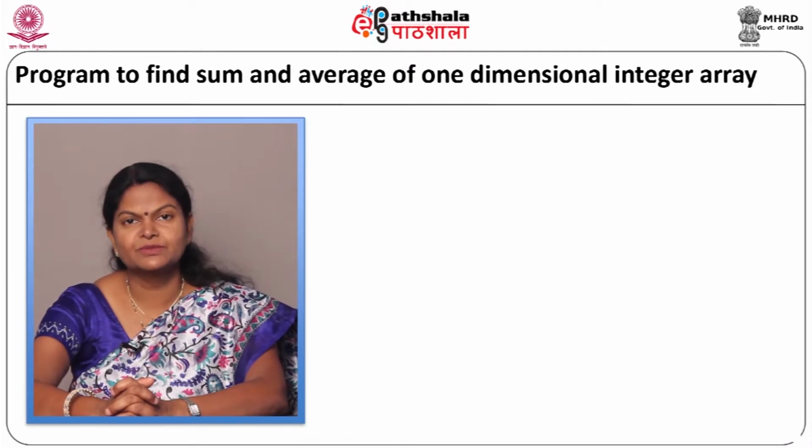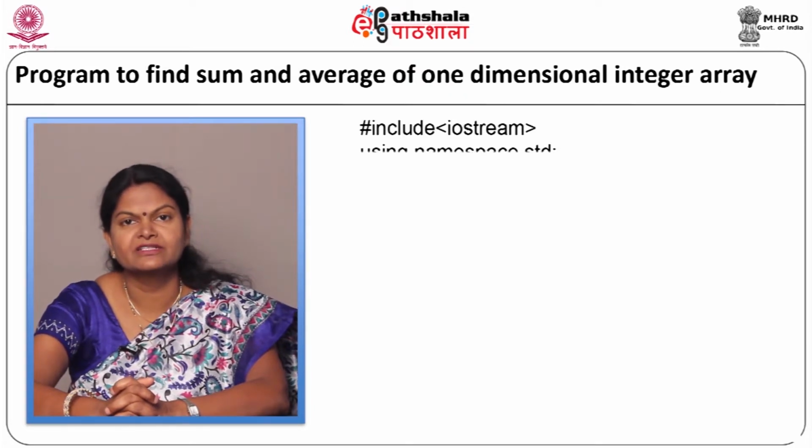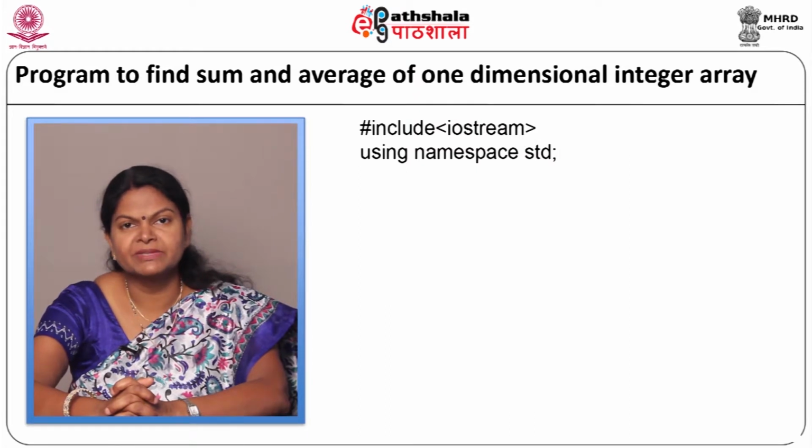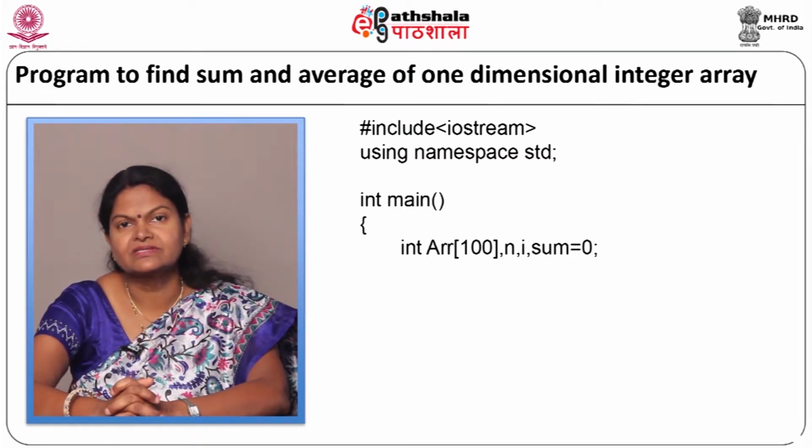Now, let us see the program to find out the sum and average of a one dimensional array. Let us start with our program: #include <iostream>, using namespace std. We will start with our main function. Here first we will declare our variables as integer r[100], i, n. We will declare our sum to be 0 as sum equal to 0.